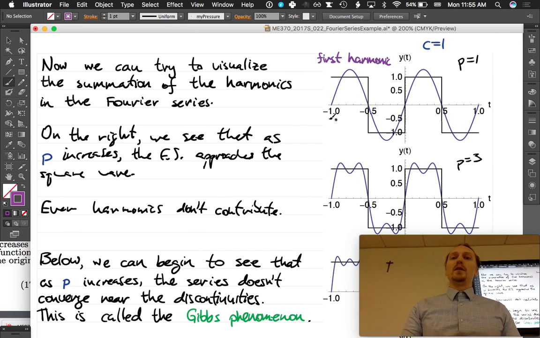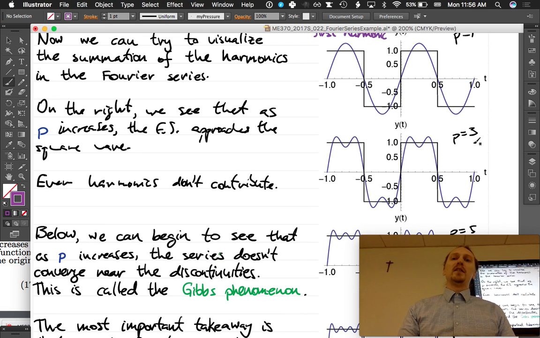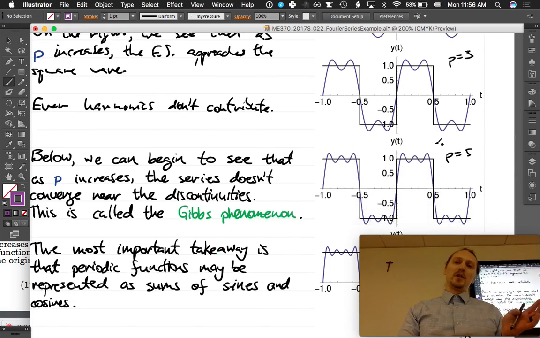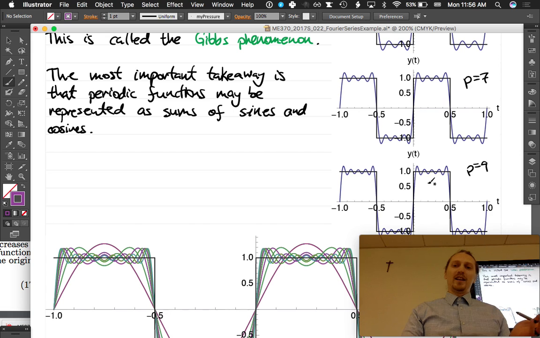So if we use the first harmonic, this is what it comes out to be. It just looks like a sine wave stuck on top of the square wave. But if we keep increasing it, say if you go up to p equals 3, so you have 3 terms, notice that it got a wiggle in it, but it started to get a little bit closer to a square wave. As you increase it, it gets a little bit closer, and a little bit closer. Once you get to 9 terms, it's looking a little bit like a square wave.